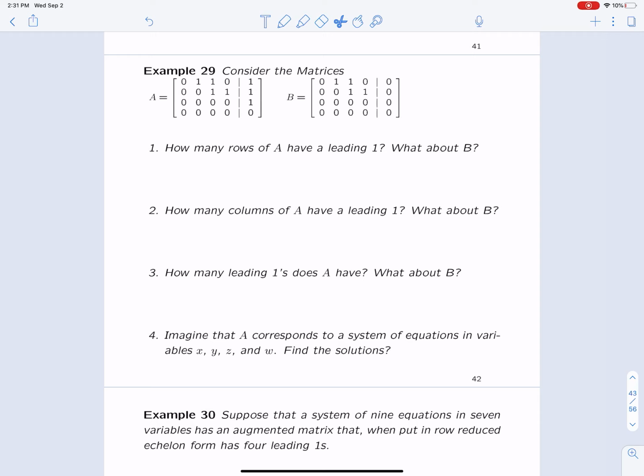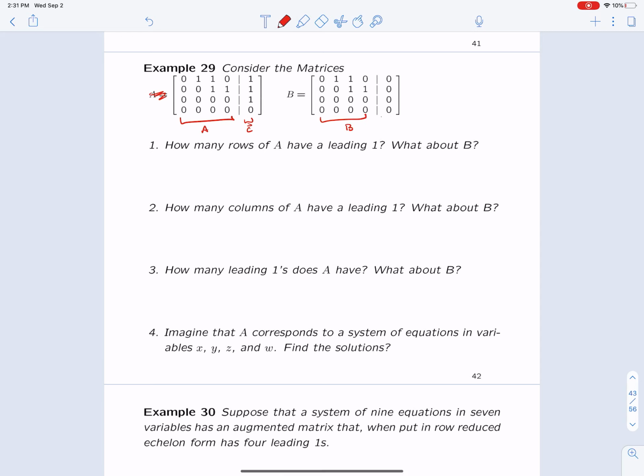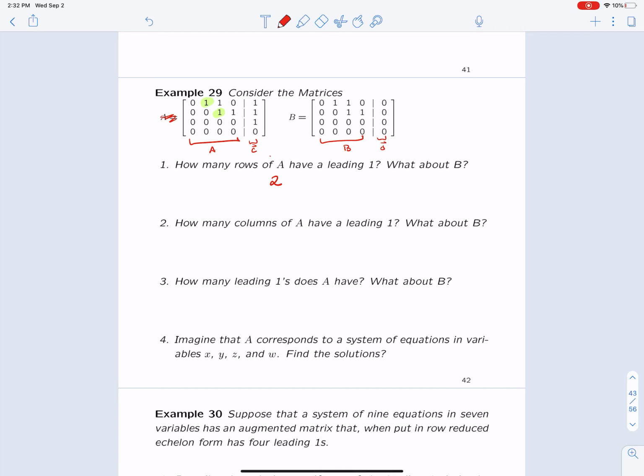So if we look at matrices A and B here, so actually I'm going to think of this as the matrix A, maybe I should say that. So if I look at this as the matrix A, and let's call this C, and we'll look at this as the matrix B, and we can call this D, okay? How many rows of A have a leading one? So if I look at A, I would say that the leading ones are here and here. So 2 rows of A have a leading one, and that's the same for B, 2 rows.